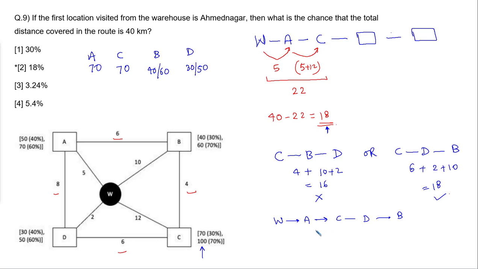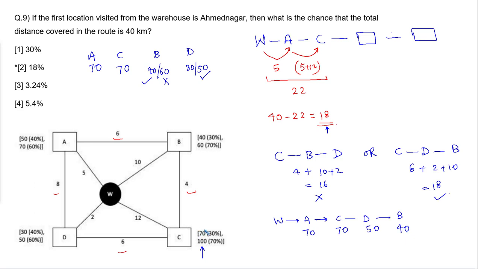The requirement at location A is 70, at location C is 70, and at location D, it has to be 50. It cannot be 30. And the requirement at location B cannot be 60, it has to be 40, because the requirement is satisfied in a decreasing order.